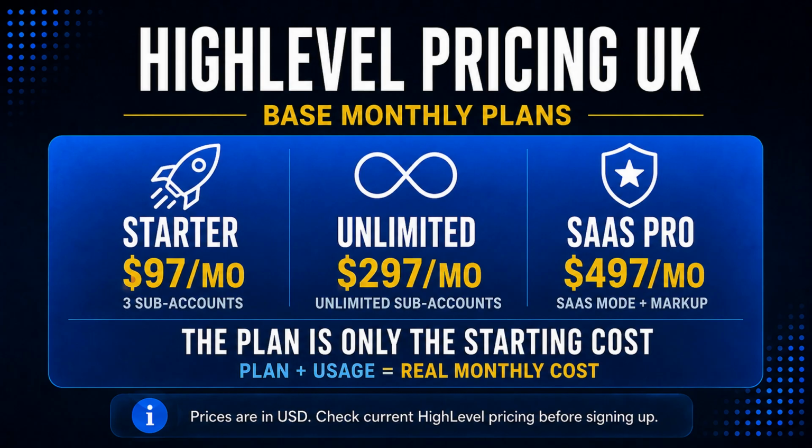Before the usage costs, remember that HighLevel starts with the monthly plan. The main plans are usually Starter, Unlimited and SaaS Pro, and the plan you choose affects things like client accounts, rebilling, SaaS mode, and agency features. This video is not a full plan comparison. The key point is simpler. Your real cost is not just the subscription. It is the plan plus the usage you switch on.